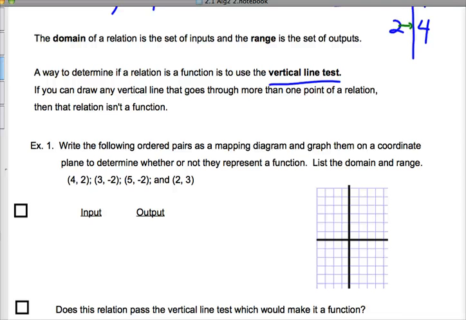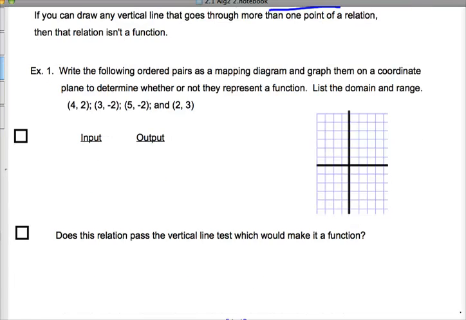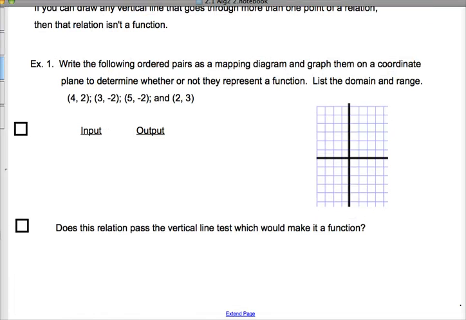Write the following ordered pairs as a mapping diagram and graph them on a coordinate plane to determine whether or not they represent a function. List the domain and range. Well, my mapping diagram has me listing my x's, which are 4, 3, 5, and 2. You can put them in order, out of order, I don't really care. I guess I'll put them in order here. So 4, 3, 5, 2 would actually be 2, 3, 4, 5.